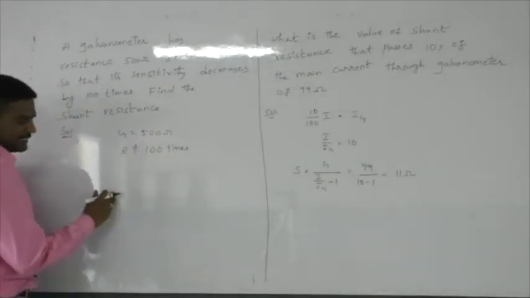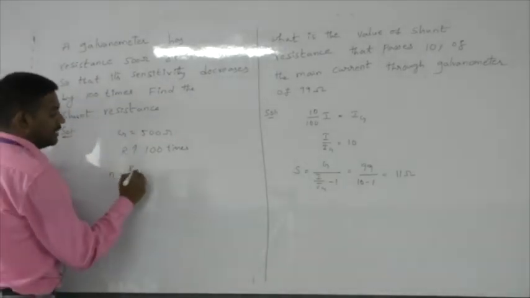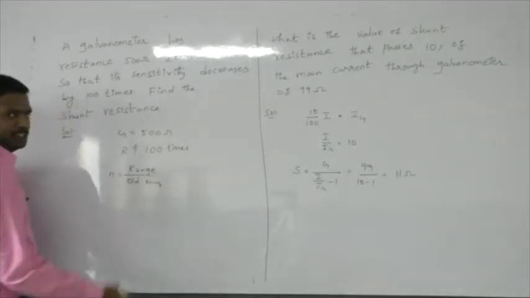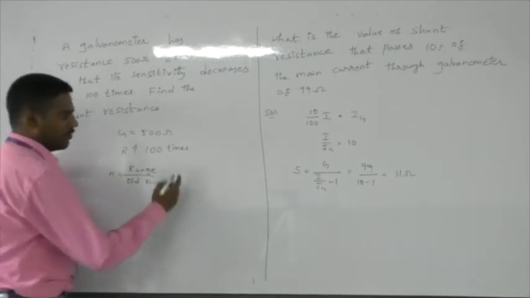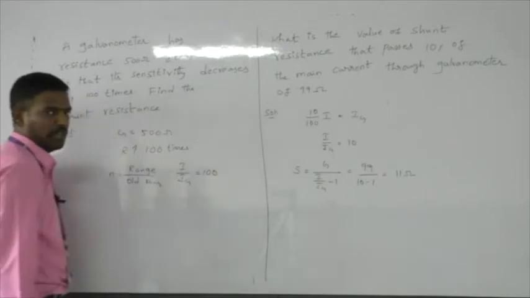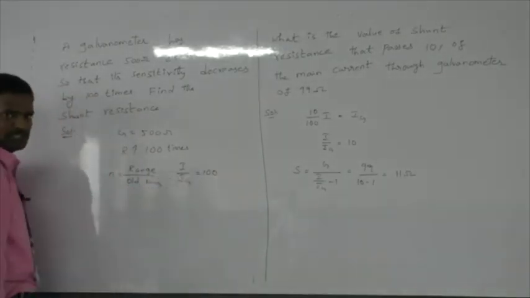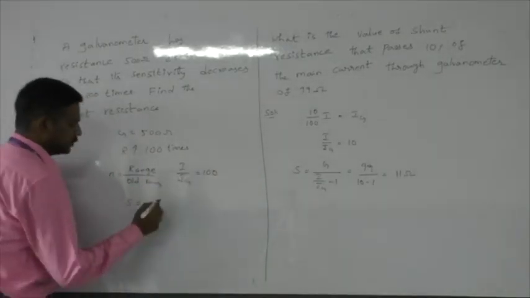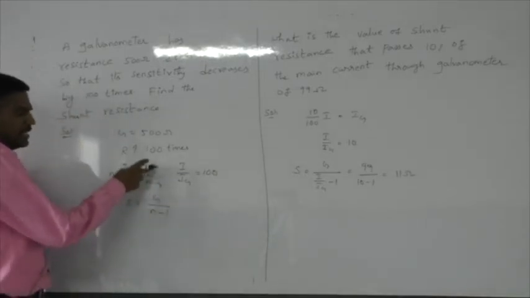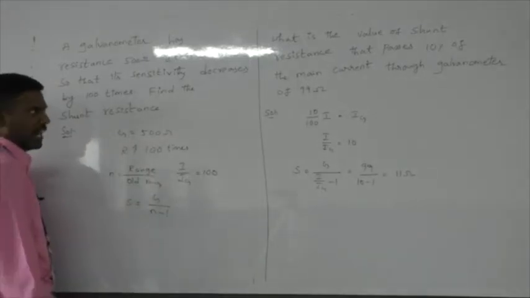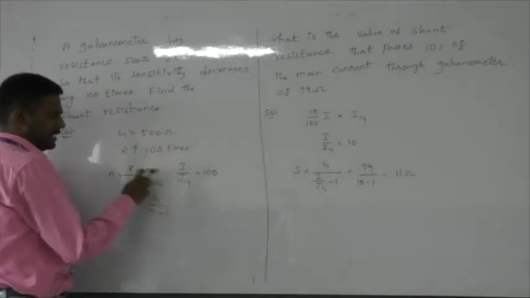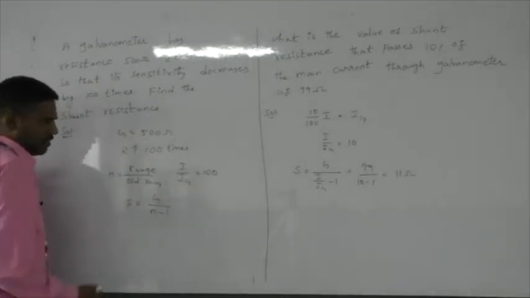Therefore, we have already seen this formula. N is nothing but the new range divided by the old range. What is this ratio? It is 100 times. Therefore, I by Ig is nothing but 100. The same thing we are going to substitute back now. What is the shunt resistance to be connected? G divided by N minus 1. According to the given question, the range will increase by 100 times. Therefore, this N is nothing but 100. That's what we are going to substitute back.